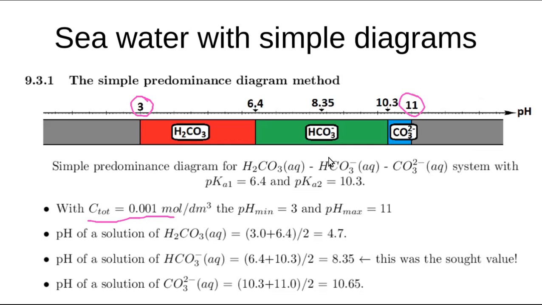So here, the maximum and minimum is not close to the borders of the hydrogen carbonate existence area. So we can simply take the pH of a solution of hydrogen carbonate as the average value between the limits of that area, the green area here, that is 8.35, which is quite reasonable. It's quite accurate. If you measure the pH in the sea, you will be within 0.1 units of this, hopefully.